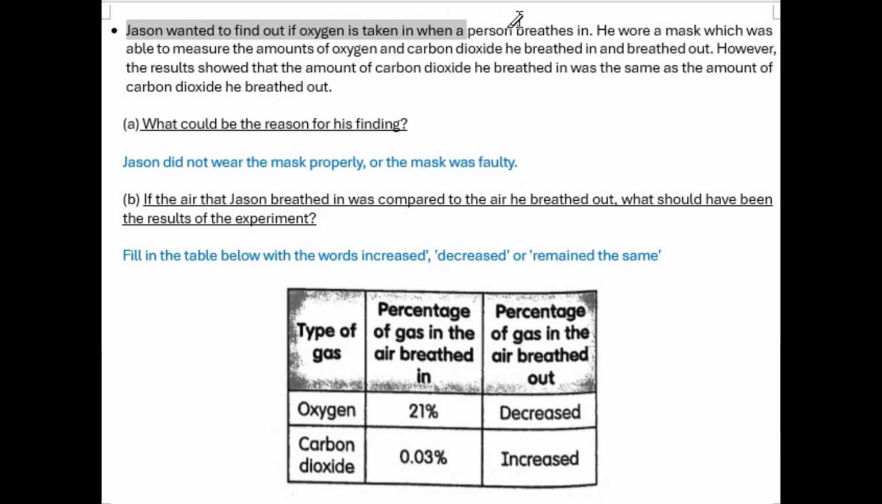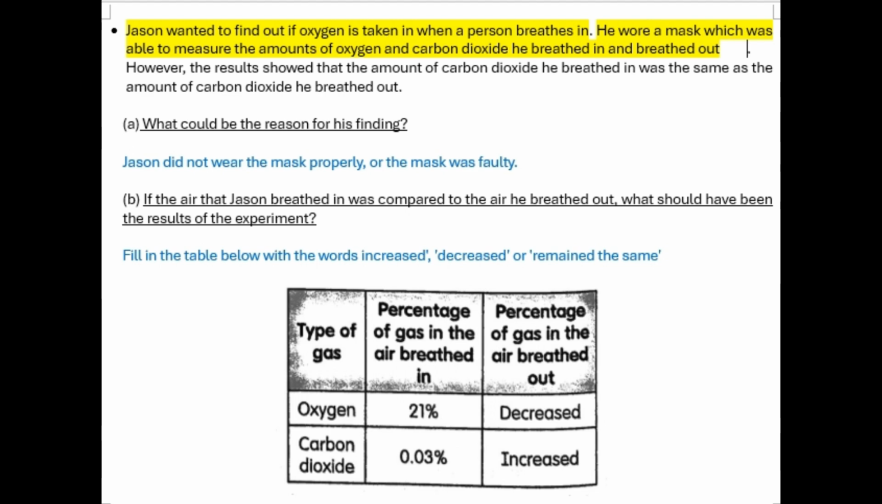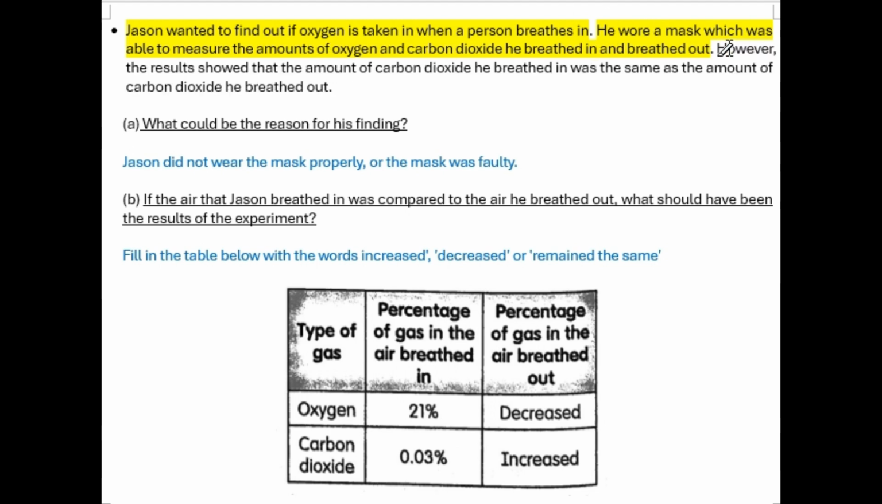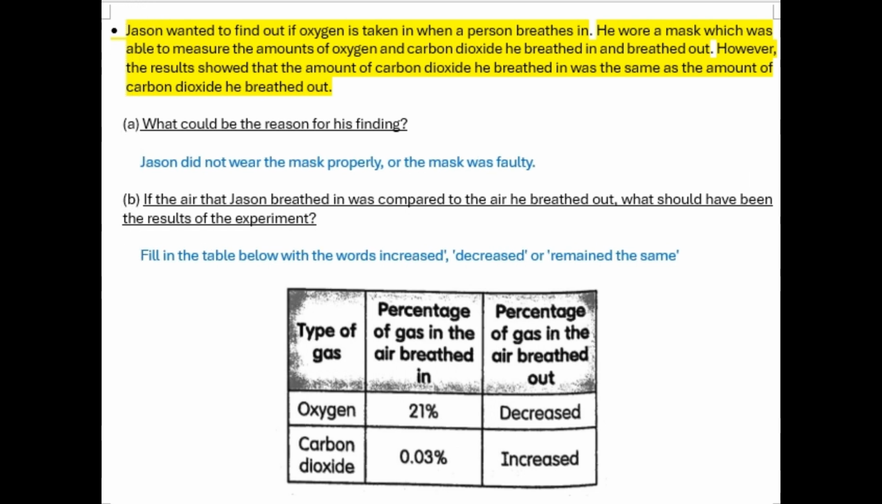Jason wanted to find out if oxygen is taken in when a person breathes in. He wore a mask which was able to measure the amounts of oxygen and carbon dioxide he breathed in and breathed out. However, the results showed that the amount of carbon dioxide he breathed in was the same as the amount of carbon dioxide he breathed out. What could be the reason for his finding? Jason did not wear the mask properly, or the mask was faulty.